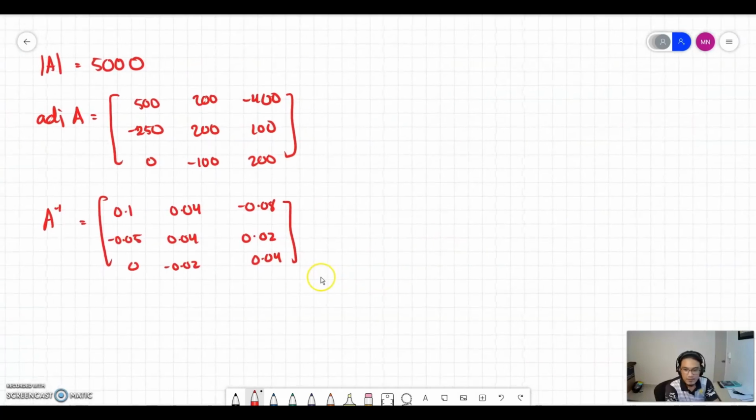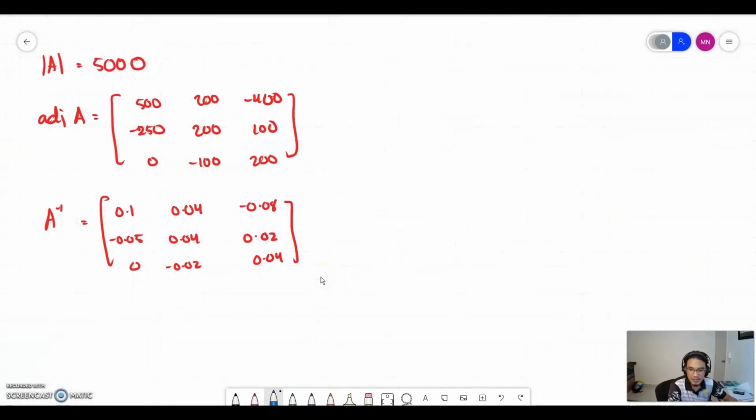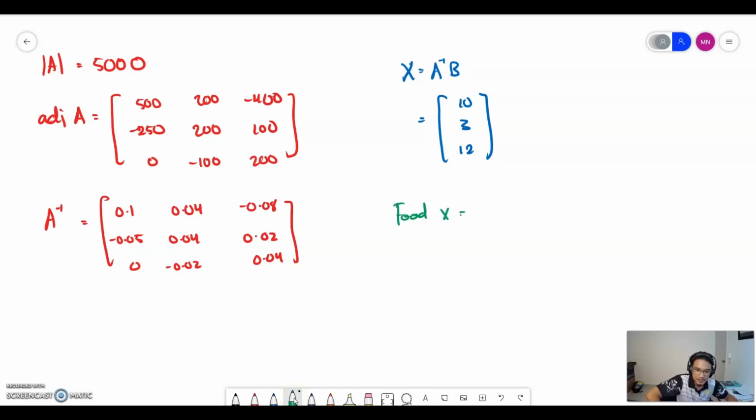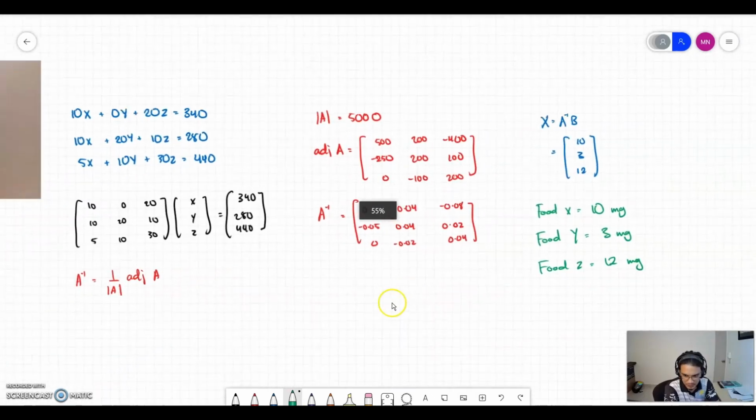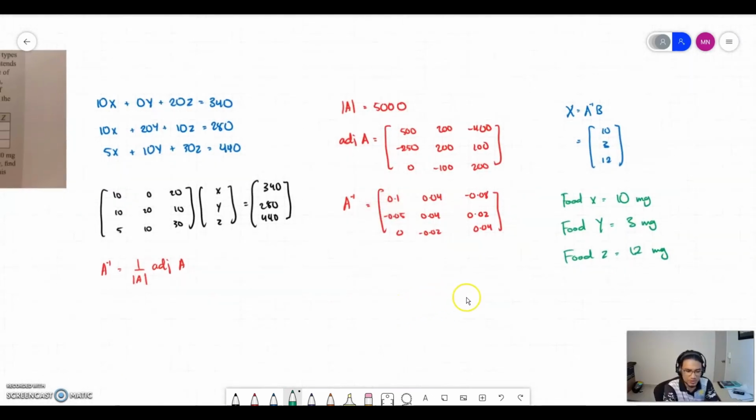Okay, so now we proceed to multiply A inverse with matrix B, and we have the answer, which is 10, 3, and 12. So from here we can say that food X equal to 10 milligram, food Y equal to 3 milligram, and food Z equal to 12 milligram. Okay, so that is how you solve for this kind of question. You can try to solve this question also by using Gauss-Jordan elimination method.